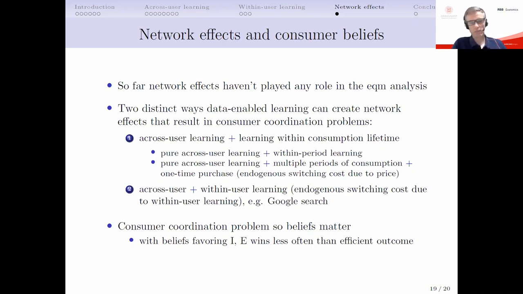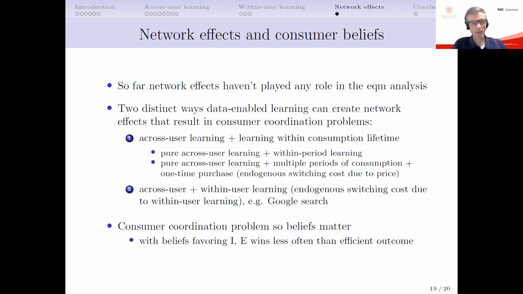The other thing to mention is that in terms of the modeling here, these two models are quite similar to the pure cross-user learning model. It's quite easy to adapt those models to incorporate the extra component. And so a lot of the results carry over from that earlier set of results. The only real difference is depending on the types of beliefs.